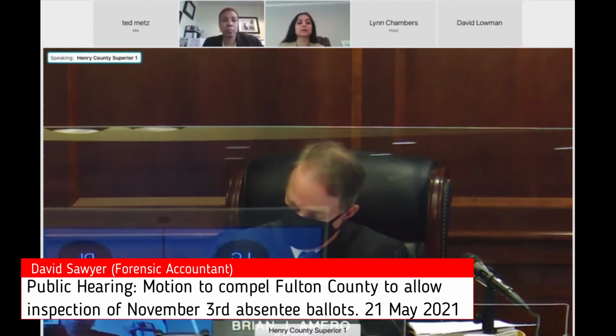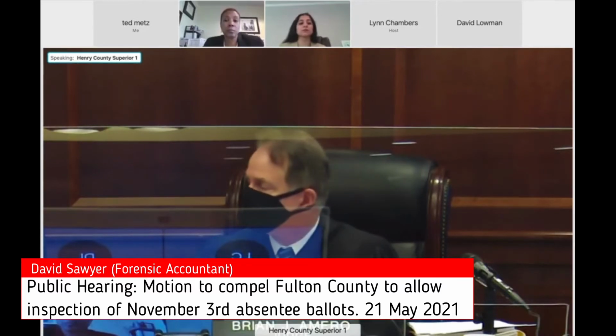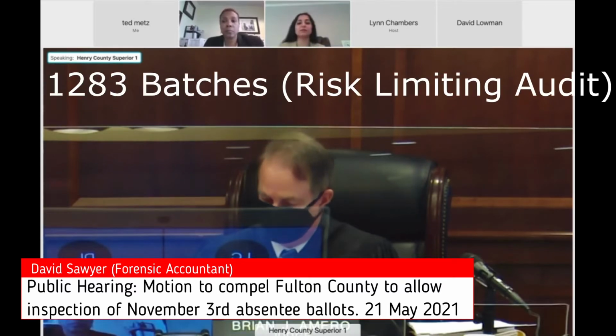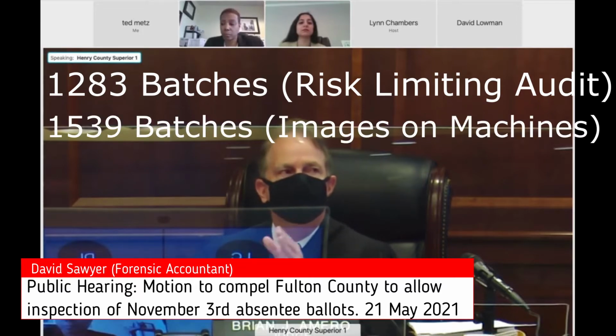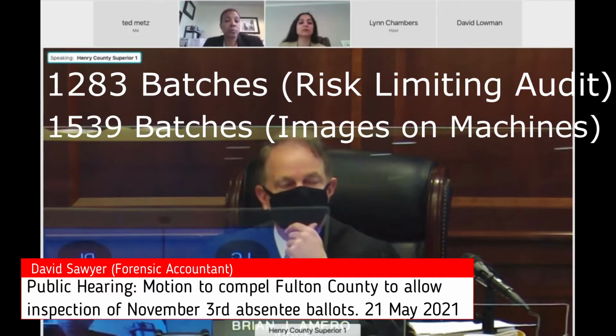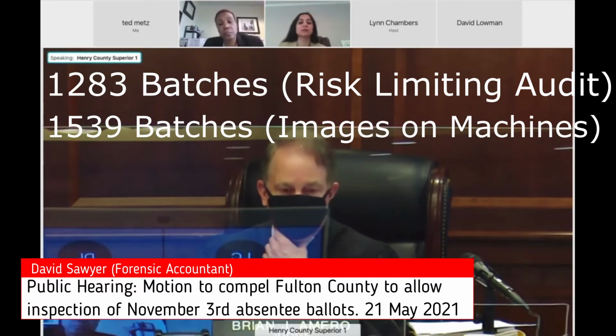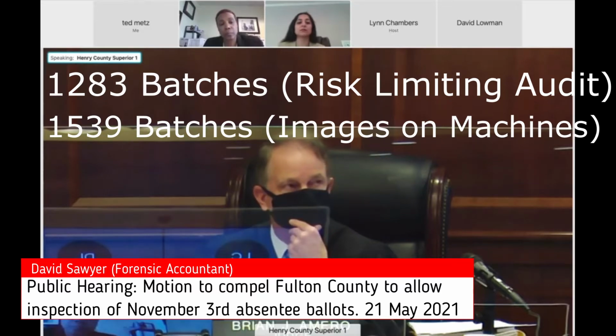The variance between the batch tally worksheets, known as the risk limiting audit, was 1,283, correct? Yes. And the scanned ballot images on the Dominion machines at State Farm Arena showed 1,539 batches, correct? Yes. And that's a variance of what? 256. I have to interrupt again. When you talk about the scanned ballot images, do you mean the ones that were produced by the state in this case? By Fulton County. By Fulton County, in response to the court's order from the last hearing.